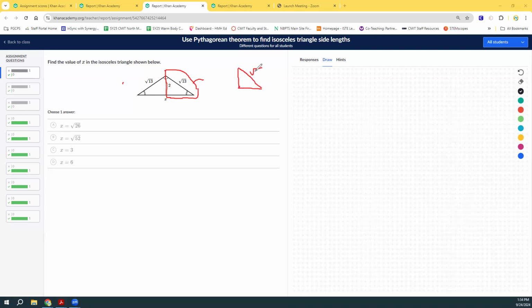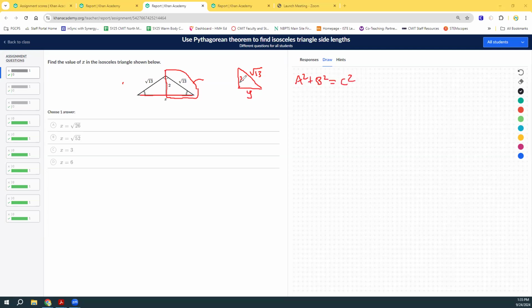And I see the square root of 13 here, and I see 2 here. And I want to find this side. They already said x is all the way across, so I'm going to make it y. Okay? Now I'm going to write out my Pythagorean theorem.